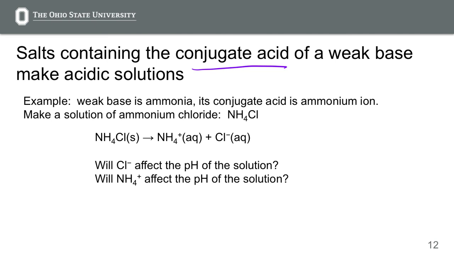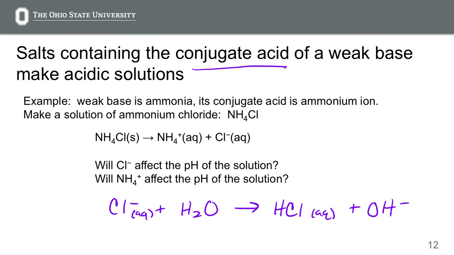Then we need to stepwise see, will the anion, the chloride anion, affect the pH of the solution, and will the ammonium ion affect the pH of the solution? Okay. So we're going to take our chloride ion. Again, we're going to imagine reacting it with water. But the only way it can react with water is if it reacts with H+. If it does so, it'll form HCl, which we know is a strong acid. So chloride will not affect the pH of the solution. I'm going to put an X here to say that does not happen.